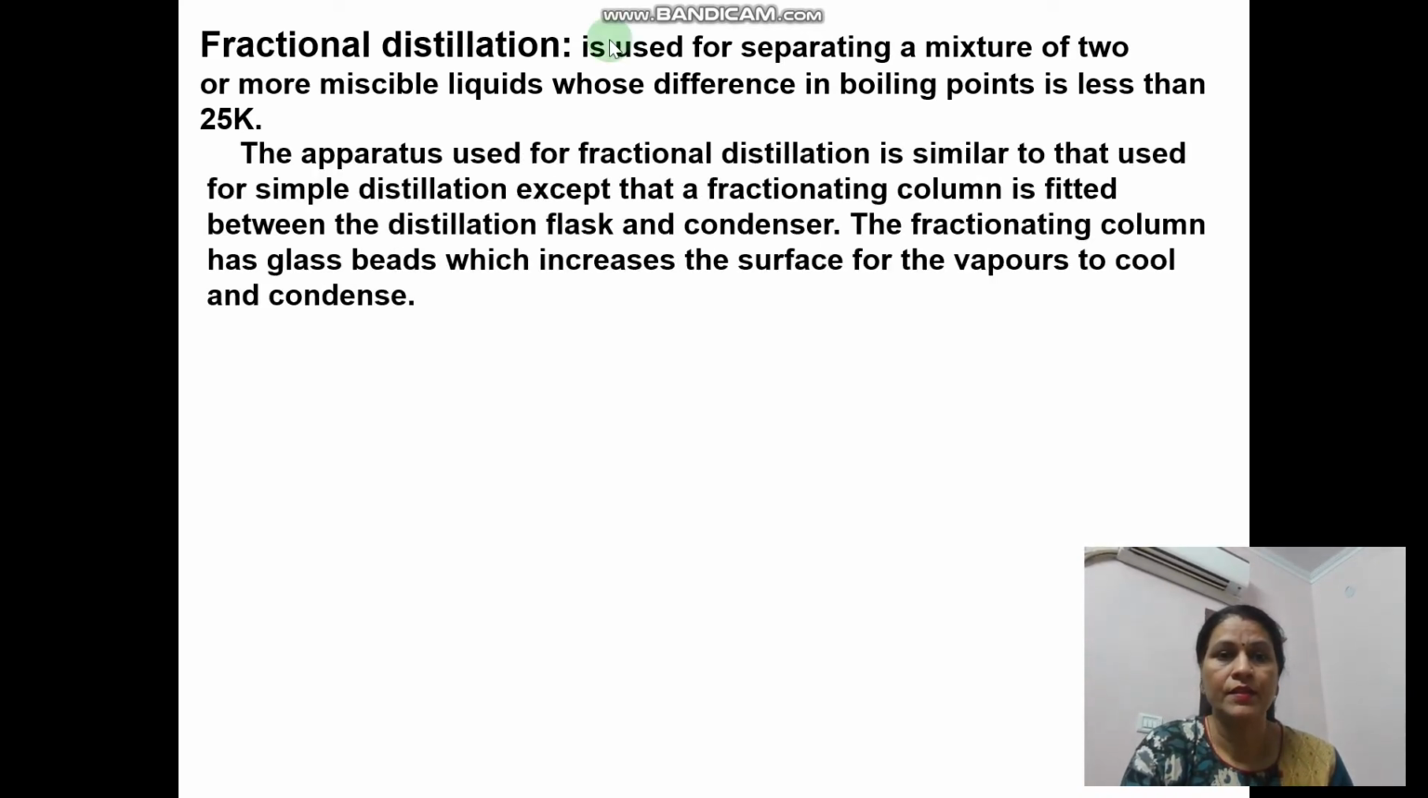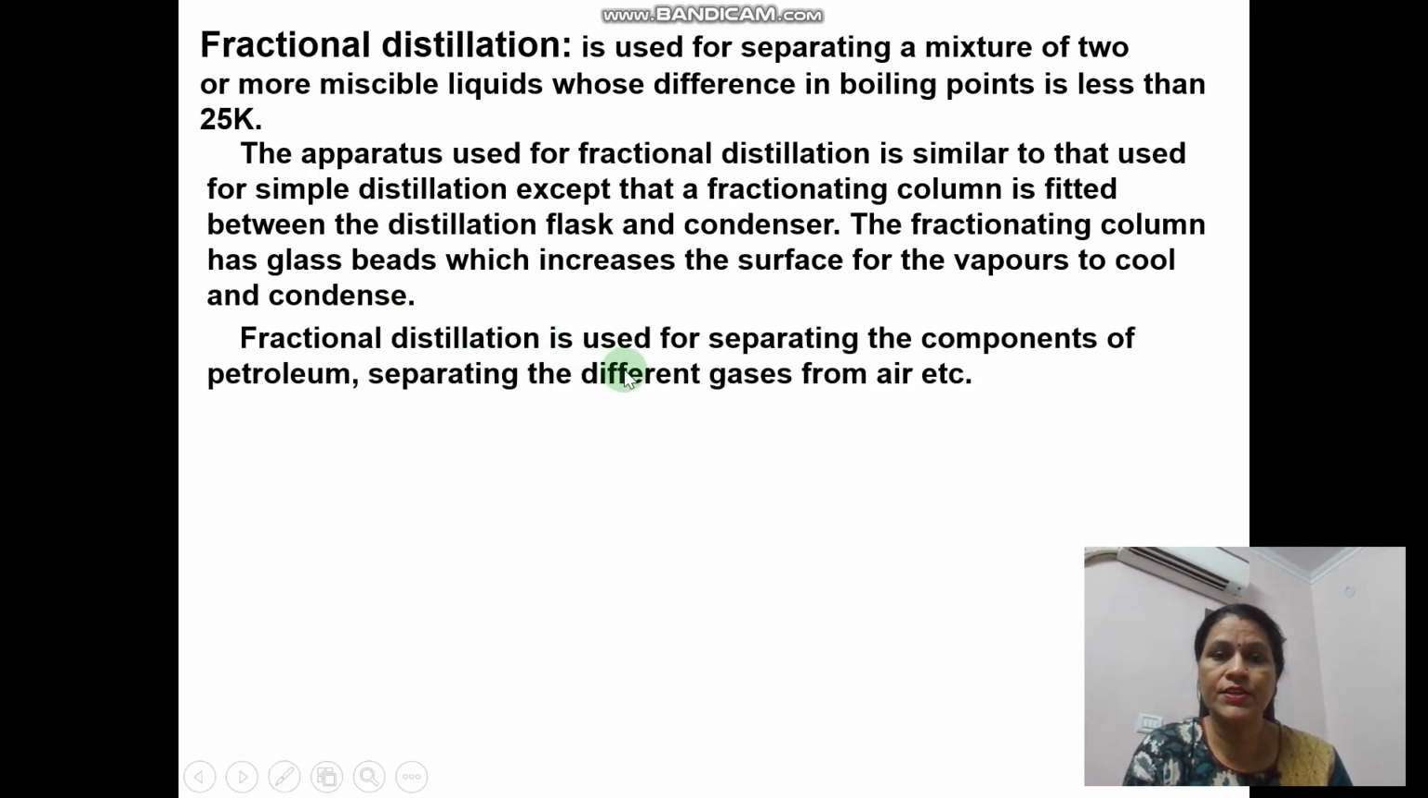Now look, the apparatus used for fractional distillation is similar to that used for simple distillation, except that a fractionating column is fitted into it. Now what is the purpose of that? It is fitted between the distillation flask and condenser. The fractionating column has glass beads. Why are the beads there? They increase the surface area for the vapors to cool and condense quickly, because we know the difference in boiling points is very small.